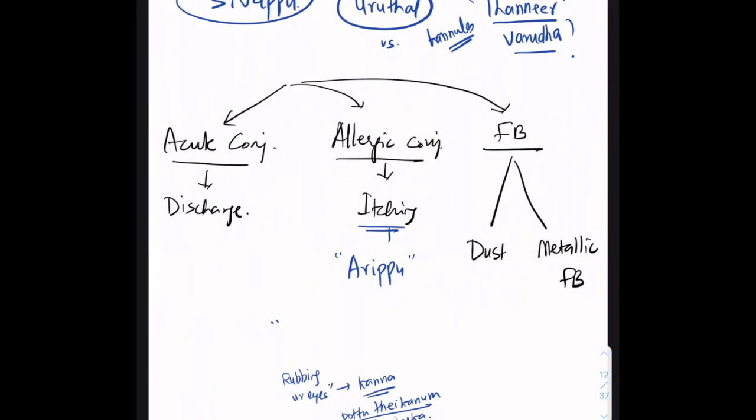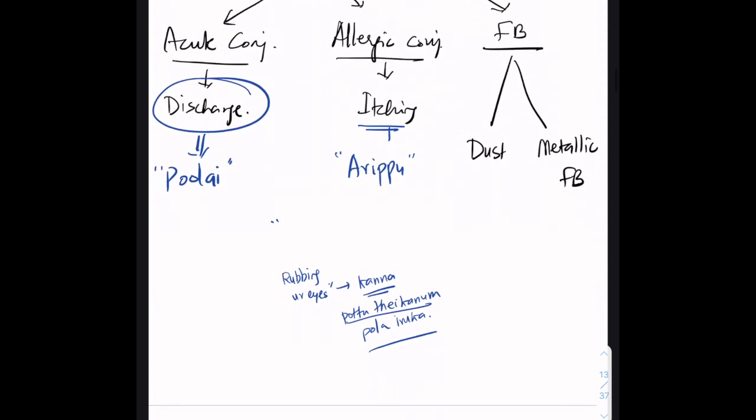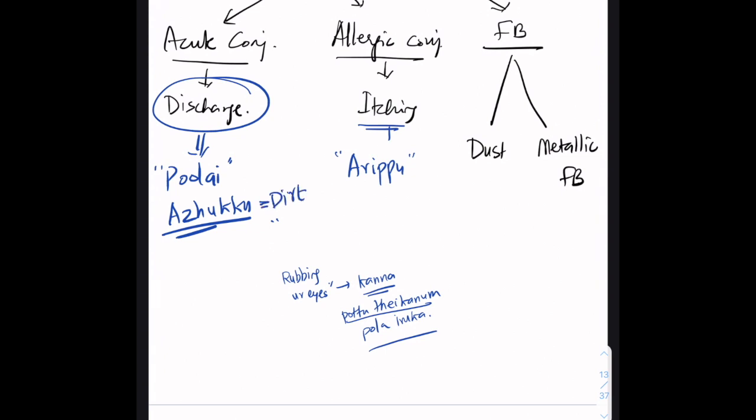Next, most often an acute conjunctivitis patient will present with discharge. So how will you call discharge? Discharge is called poolai. Poolai is a term not many Tamil people will be able to understand. So the other term is alukku. Alukku means dirt. People will often think that whatever is there on the medial canthus of the eye is some kind of dirt, some kind of pus. So you can use the word poolai or alukku.